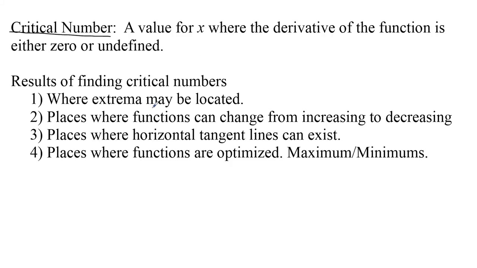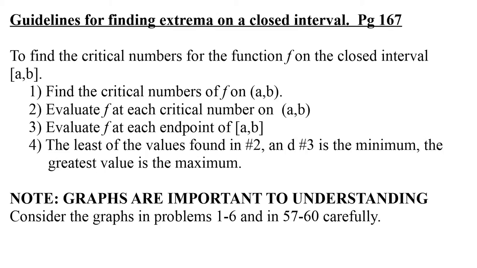These are places where the function can change from increasing to decreasing. It is a place where a horizontal tangent line can exist, and it's a place where functions are optimized, finding either maximums or minimums. All right. So there are some guidelines for finding extrema on a closed interval. A closed interval is defined like this with the brackets. This is our interval notation, closed, which means it includes A and B. This is an open interval, just again as review, where it's all of the values between A and B, but not A and B.